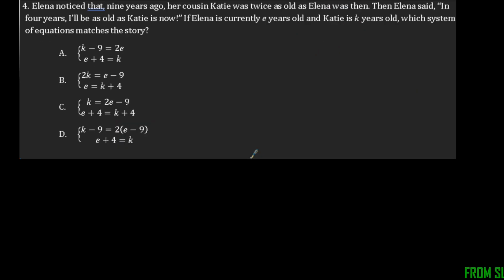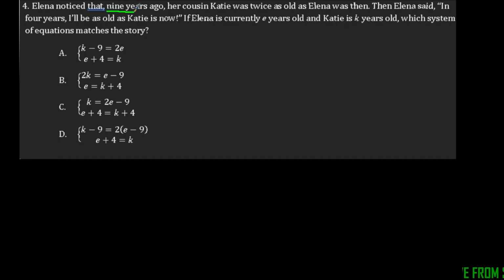And lastly, it says, this is a review question from our systems. It says Elena noticed that 9 years ago, her cousin Katie was twice as old as Elena was then. Then Elena said, in 4 years, I'll be as old as Katie now. So if Elena is currently E years old and Katie is K years old, which system of equations matches the story? So a couple things we want to underline here.